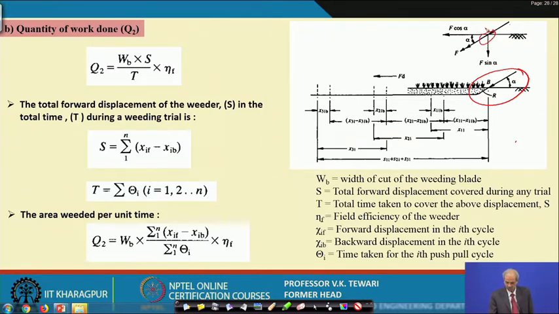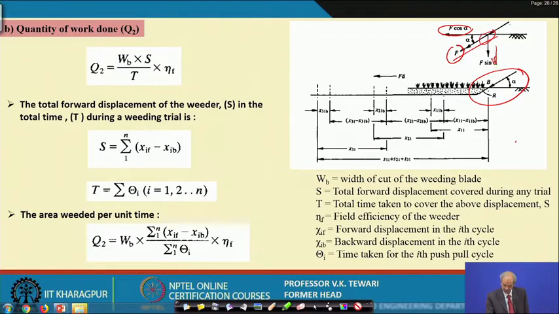When you operate push and pull, there will be a force acting here, this force F. Now, this force is at a certain angle alpha. So F cos alpha will be acting in the forward direction and F sin alpha will be acting directly below. So this is the horizontal direction and this is the vertical direction, particularly downwards.